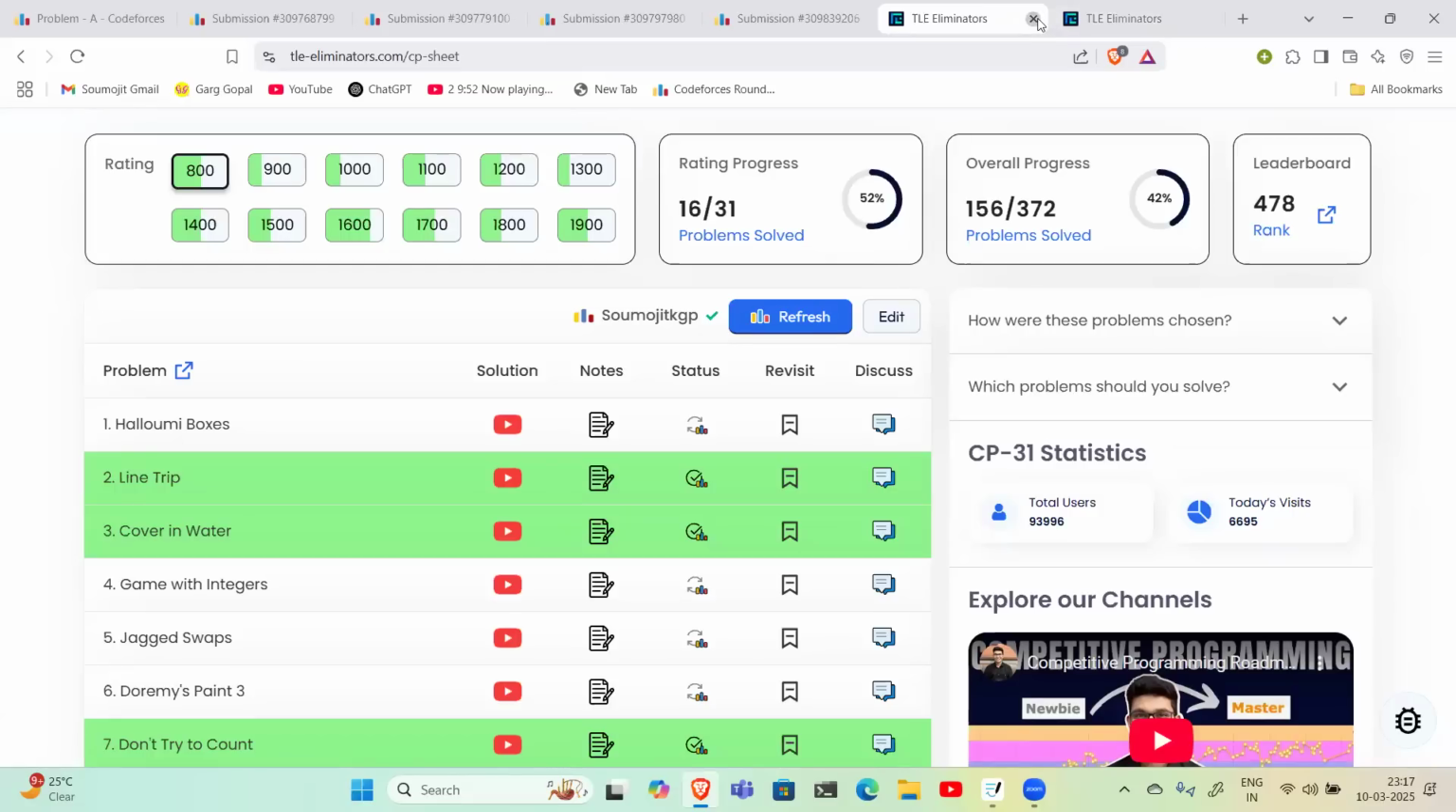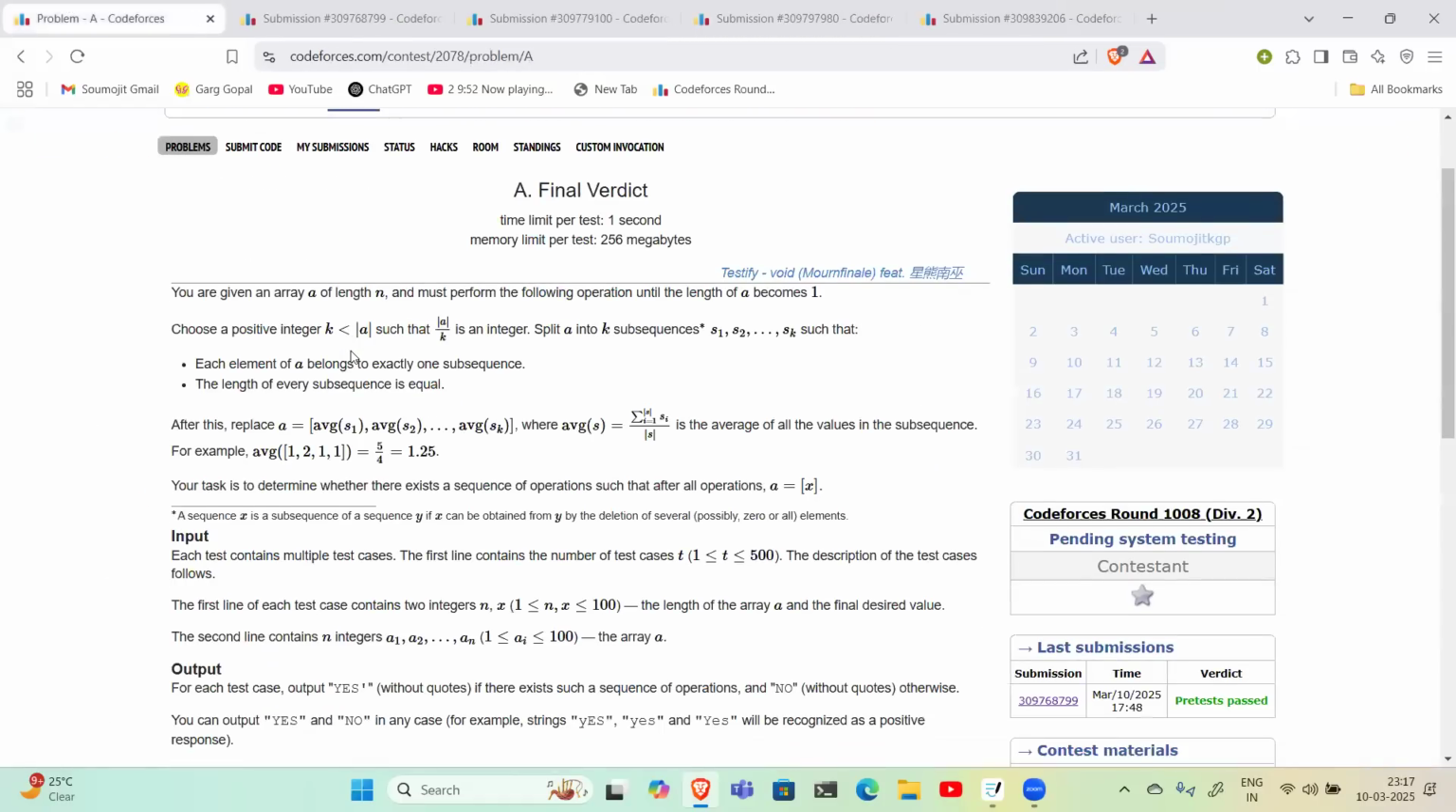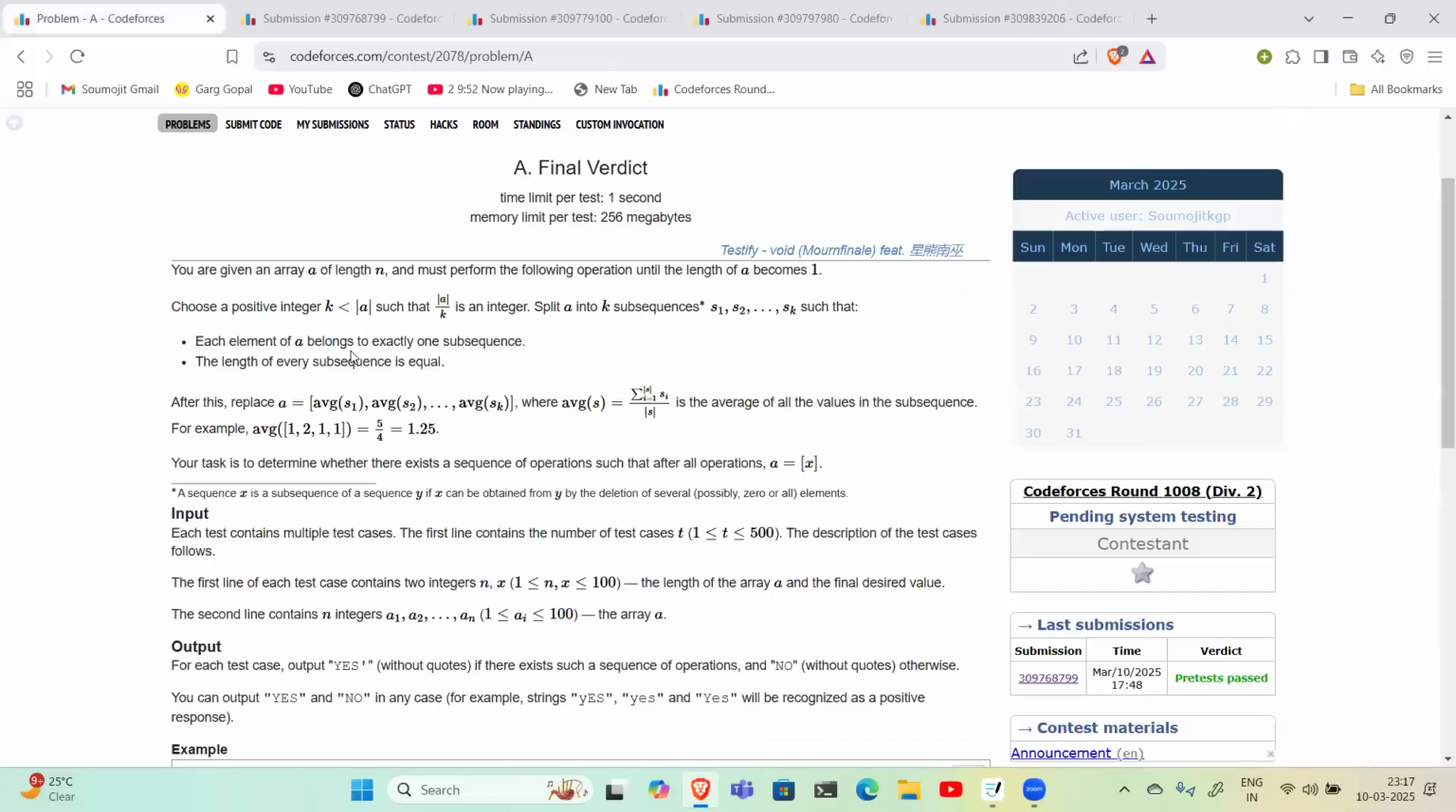Let's start today's PCD. So here is the first problem of the contest. The question says final verdict. You are given an array A of length n and you must perform the following operation until the length of A becomes 1.